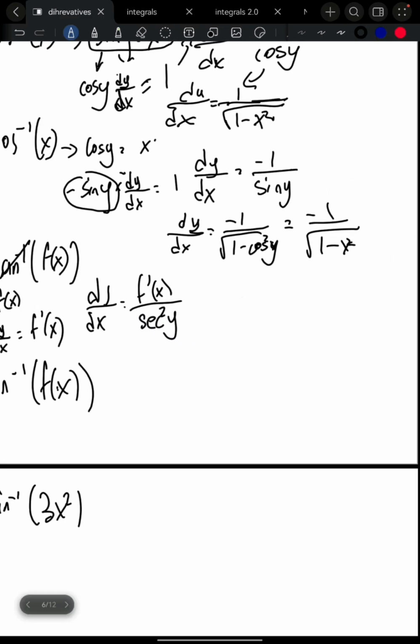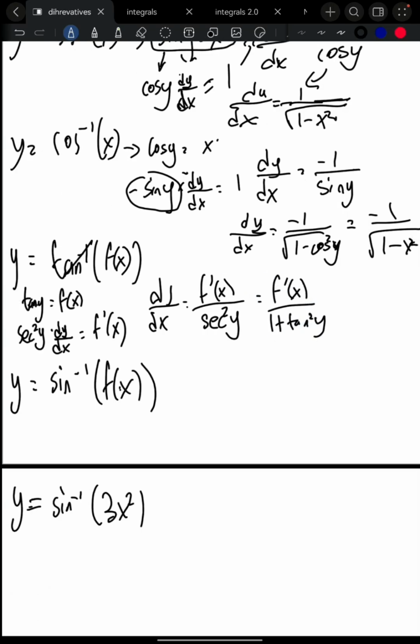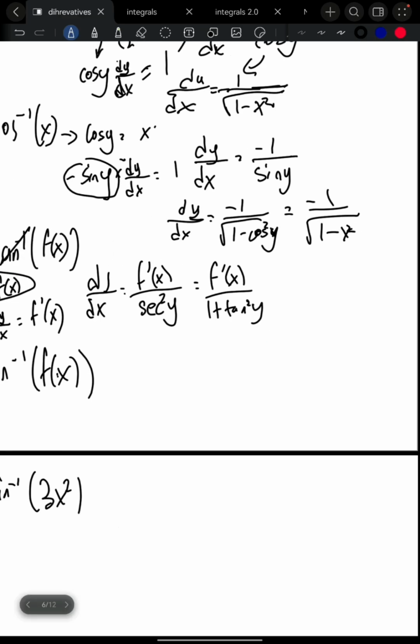And secant squared y is just 1 plus tan squared y. So again, this is just f prime of x over 1 plus tan squared y. And we said tan y is just f of x. So tan squared y is just f of x whole squared, right? That's it.